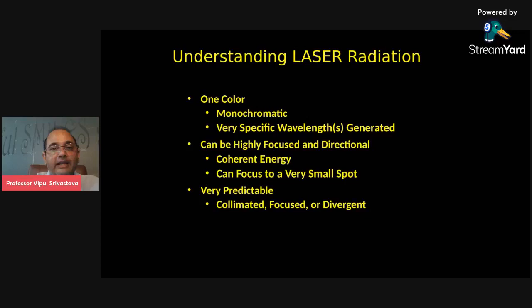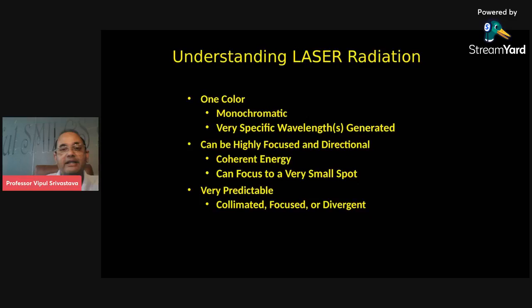Then they are highly focused and directional, with coherent energy, and can be focused to a very small spot. Those who work with lasers know that the beam is so focused that you see the guide beam light, red color, a small dot. That is how we get a lot of energy using very little power. They are very predictable, meaning they are collimated and focused, not divergent. So these are some properties of laser radiation, about laser physics.